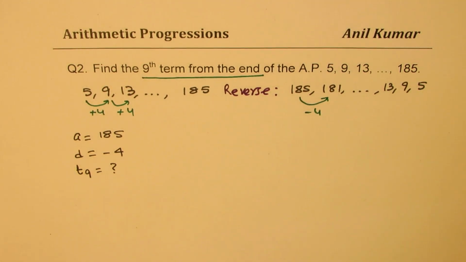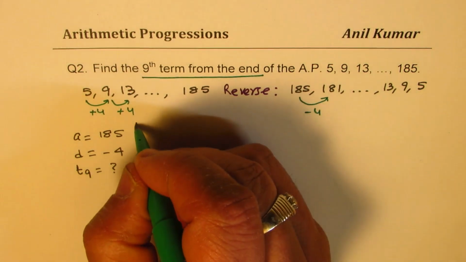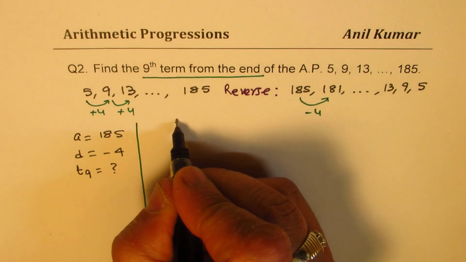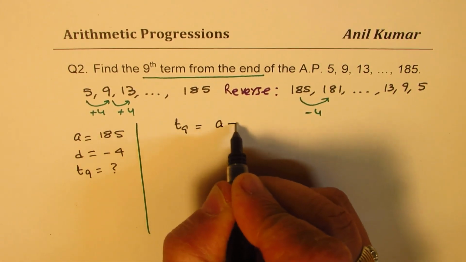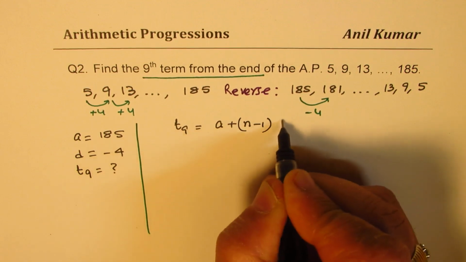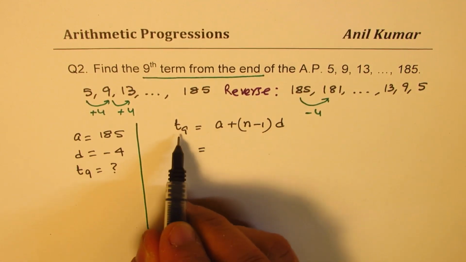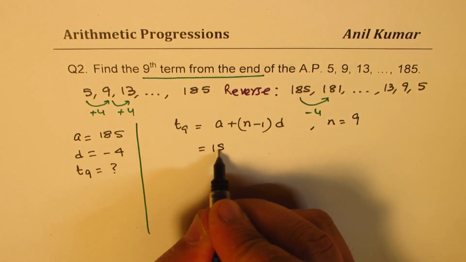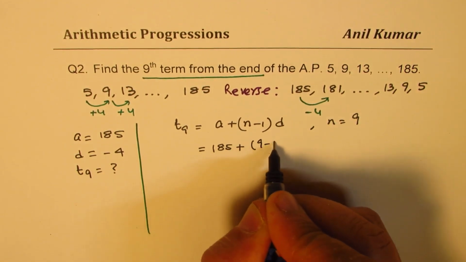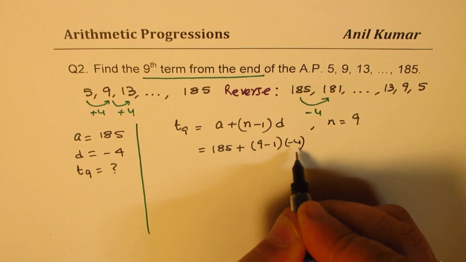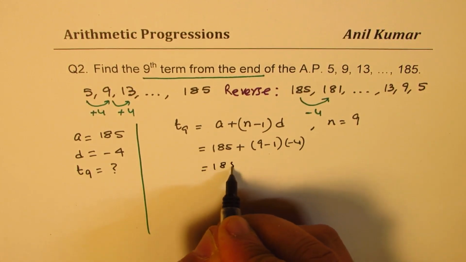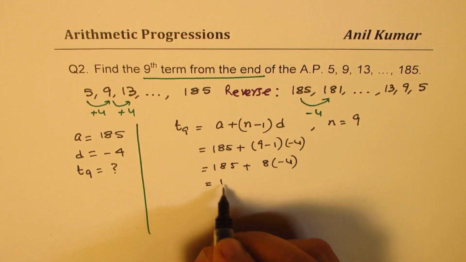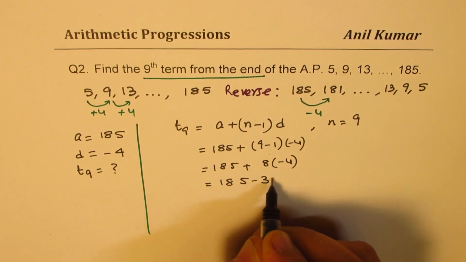So what is the ninth term? So let's write down the formula here, and then we'll substitute the value. Correct? So we know the ninth term will be A plus n minus 1 times D, right? So n is equal to 9. So substituting 185 for A plus 9 minus 1 and D is minus 4, we should get the ninth term, correct? So which is for us 8 times minus 4, 185 minus 32.